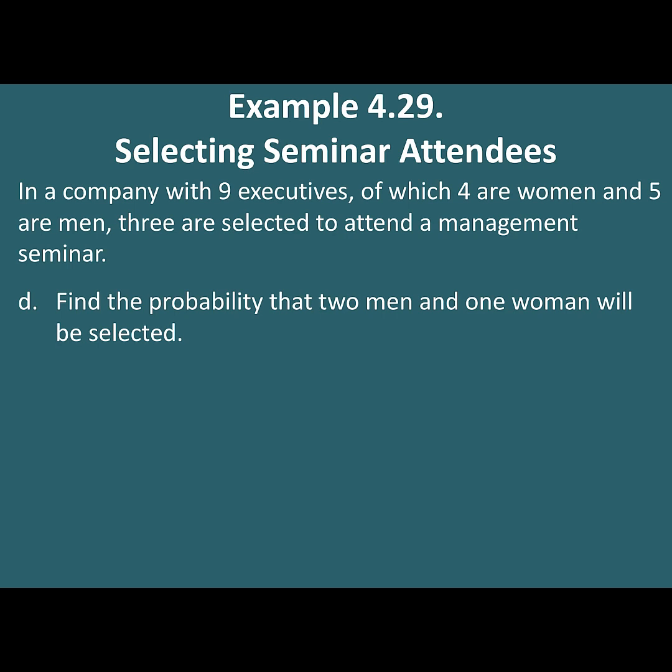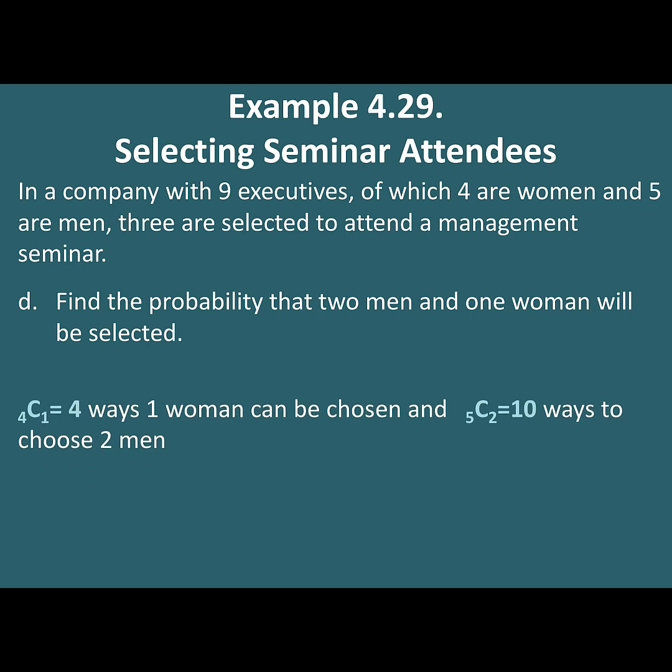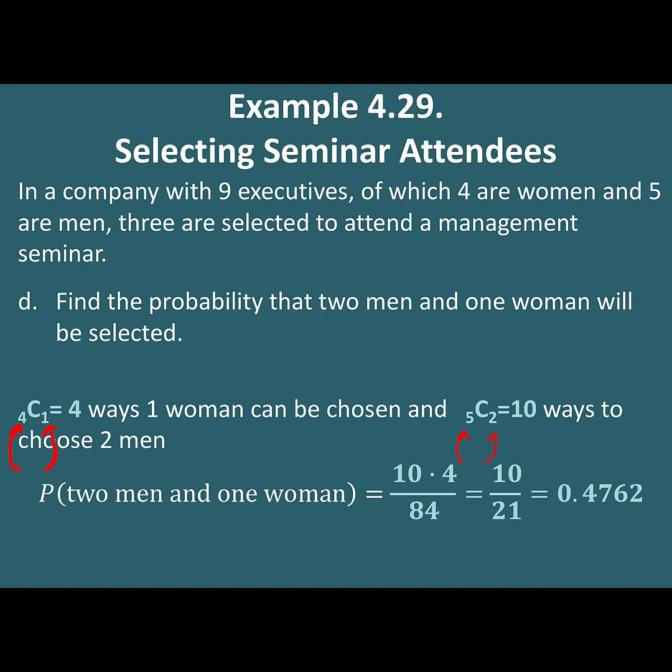Part D, let's find the probability that 2 men and 1 woman will be selected. Let's keep in mind, out of 4 women, the number of ways that you can choose 1 woman is simply 4. Out of 5 men, the number of ways you can choose 2 of them will be 10. Now this one's a little bit different. Here, what you'll do is you'll multiply the 4 times this 10, then divide it by the 84. And now reducing, we get 10 out of 21, which is 0.4762. And remember, many times the word "and" is associated with multiplication.